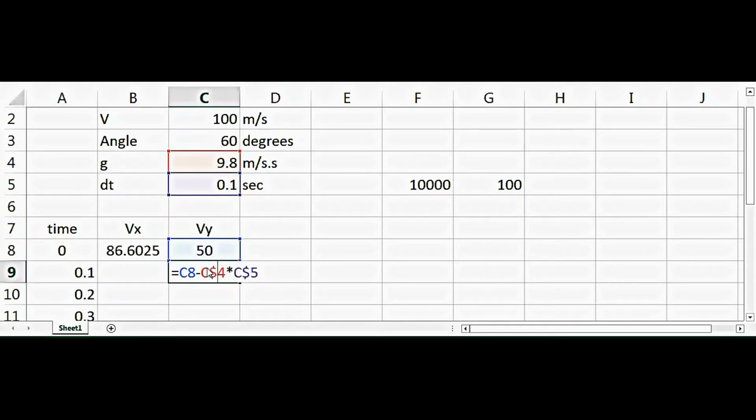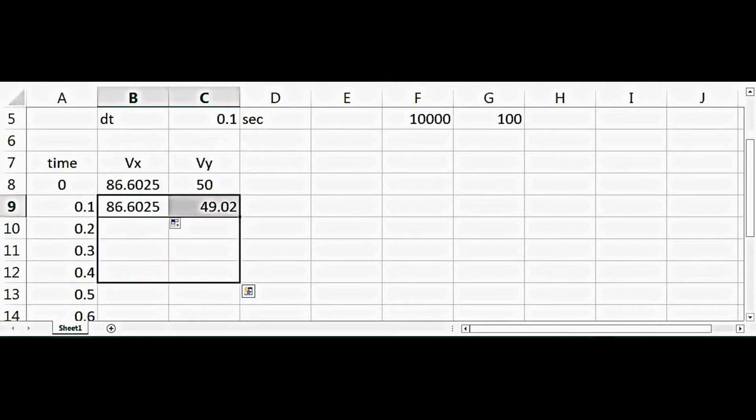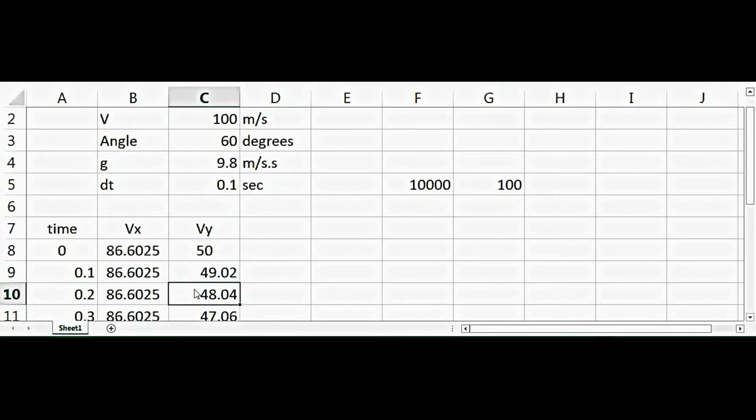So how did I come up with this? Again, we have a velocity, and this velocity will change according to the acceleration. You can see that there are seconds squared in the denominator for g. So if you multiply with dt, then we get a unit of velocity. So we are subtracting that velocity from the velocity in the y direction. However, the velocity in the x direction would remain the same. So we can drag these numbers down and see that the velocity in y direction is changing, but velocity in x direction is the same.